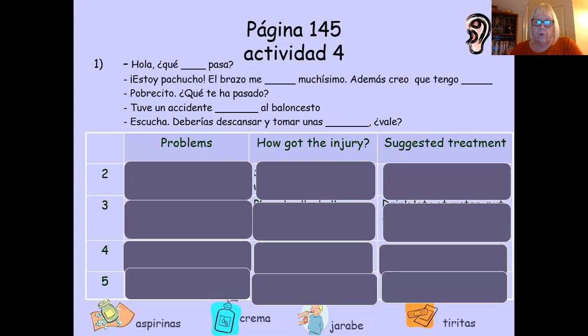What you're listening out for is what the problem is, how they got the injury, and the suggested treatment. The first one, the whole conversation is written out with the gaps. So you just need to listen out to what words are missing and fill those in. For the second, third, fourth, and fifth, you need to listen, write down the problems, what happened, and suggested treatment. Okay, this is going to take you about 10 minutes. So I'm going to leave you to pause the video and do that, and then move on when you're ready.